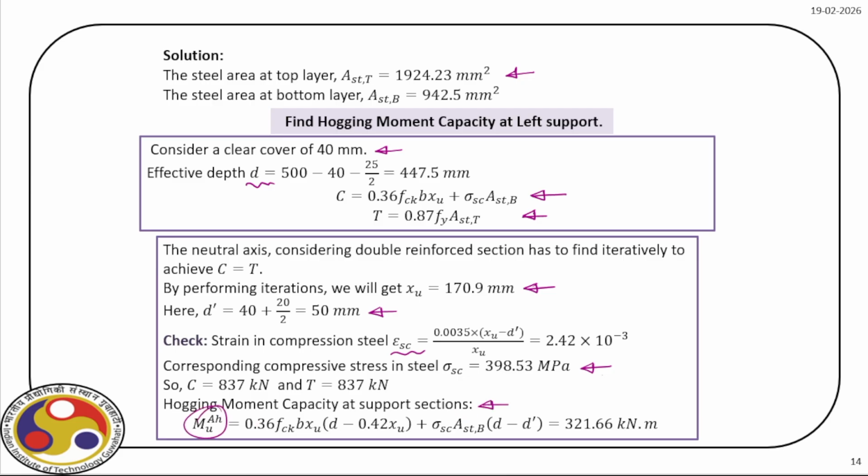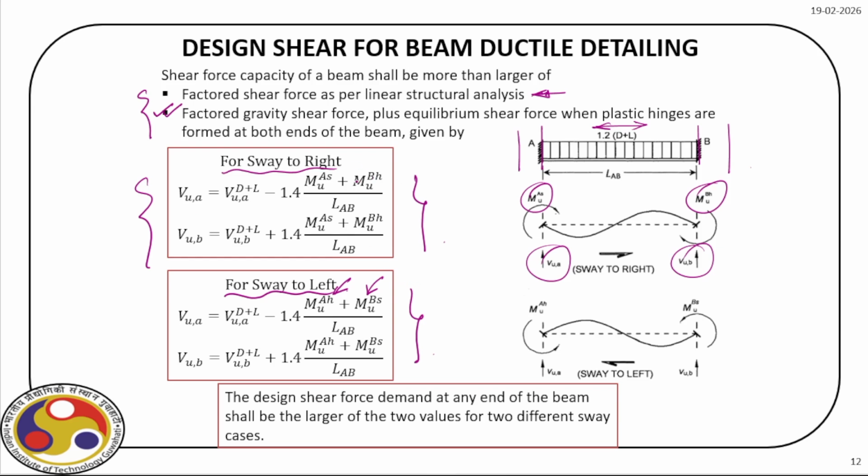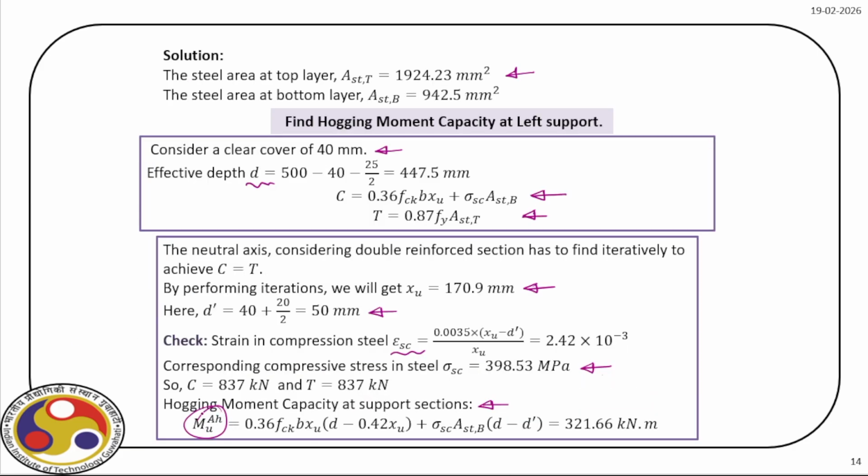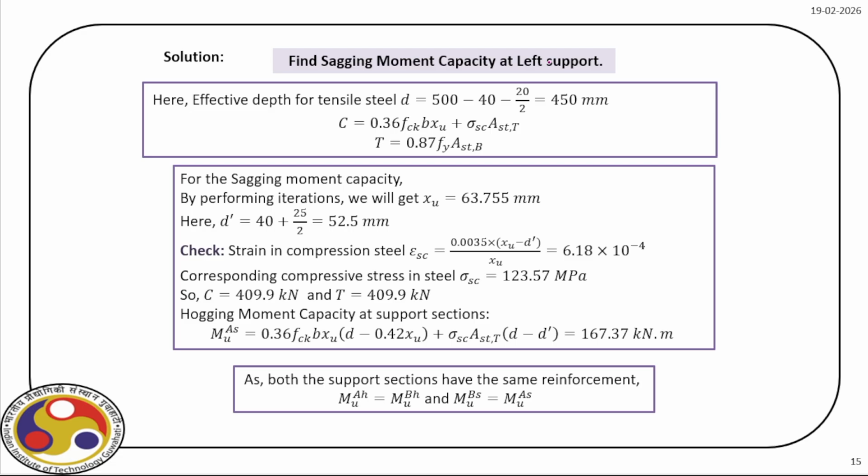So this expression, if you recall, we encountered here. So we have all these hogging and sagging moments. So let us see how we can calculate this hogging moment capacity at support, and which is in this case 321 kilonewton meter. Then similarly, we can also evaluate sagging moment capacity. Right, here you can see we have the moment capacity. So we have identified these moment components, right, at the different sections.